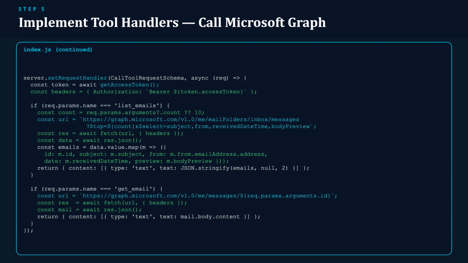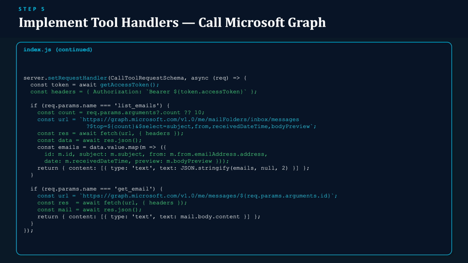With the tool definitions in place, we now wire up the actual logic. What happens when Claude calls one of these tools? We register a handler for the call tool request schema. Every time Claude invokes a tool, this handler fires. The first thing we do is get an access token, calling our getAccessToken function from auth.js.